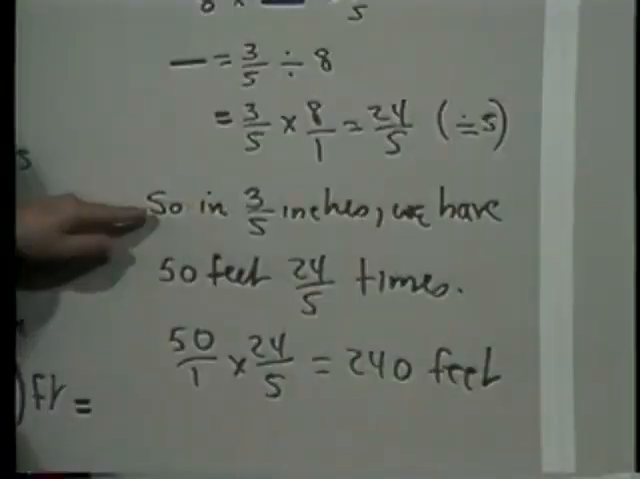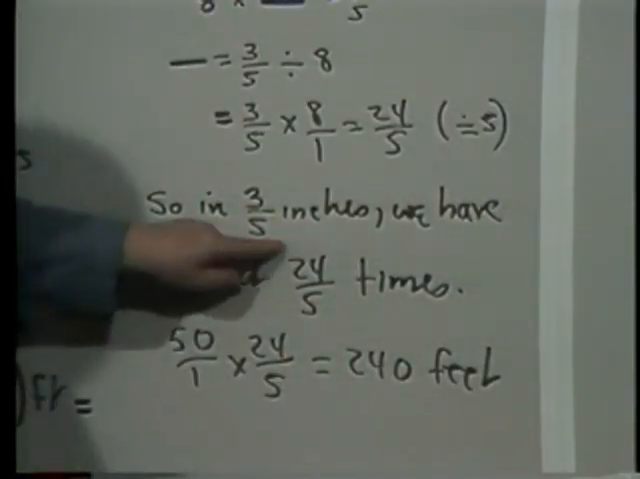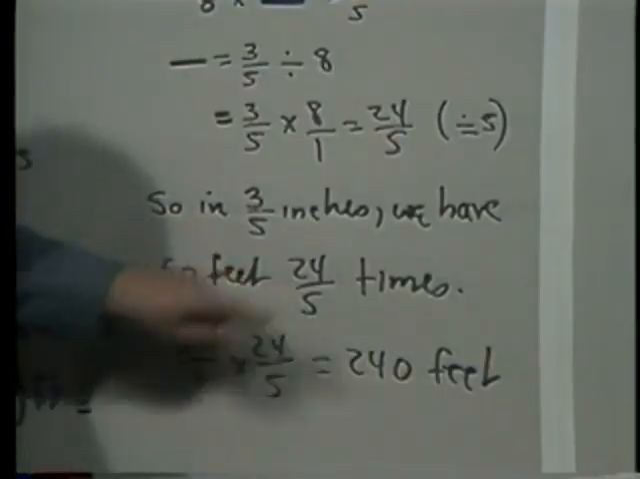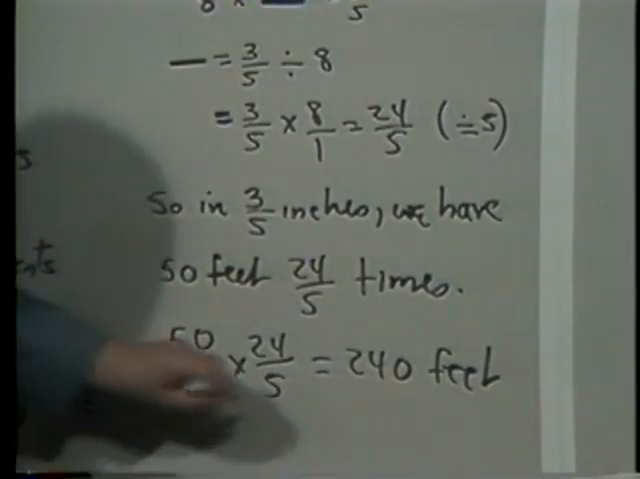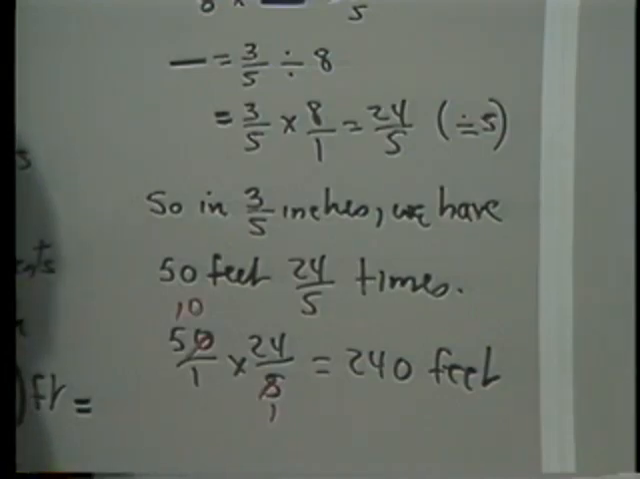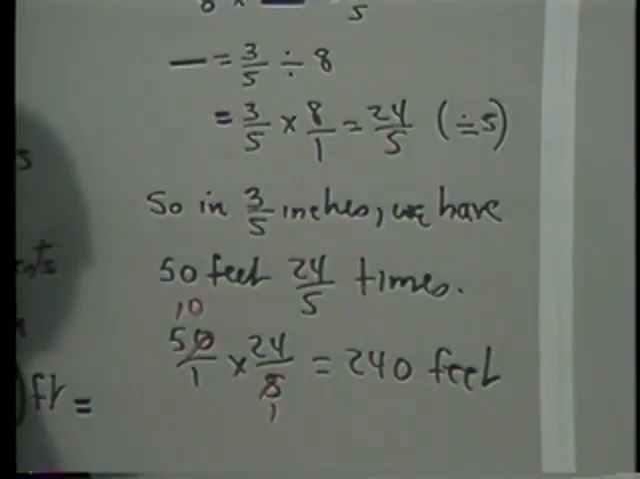So basically what we're saying is in 3/5 inches, we have 1/8 of an inch 24/5 times. In other words, we have 50 feet this many times. 50 times 24 over 5, 5 goes into 50 10 times. 10 times 24 is 240. So there's the same answer, 240 feet.